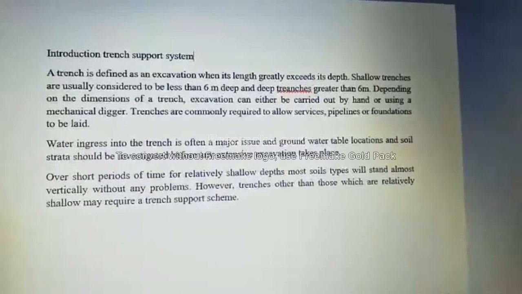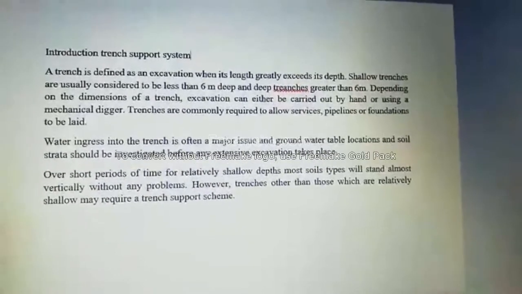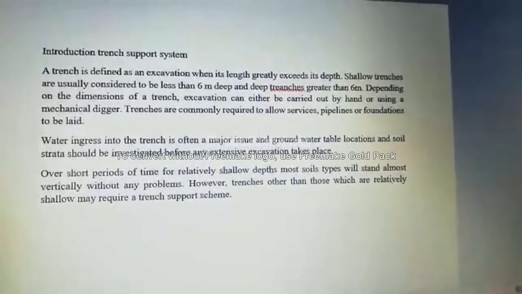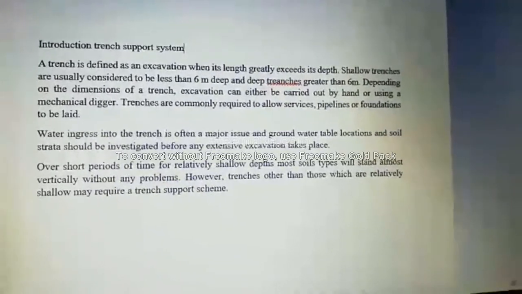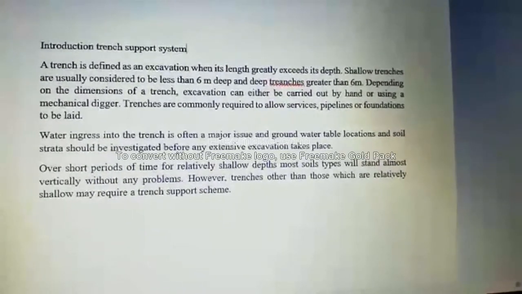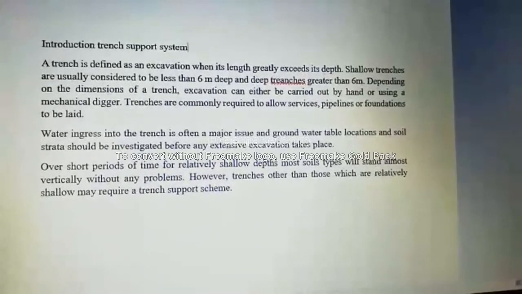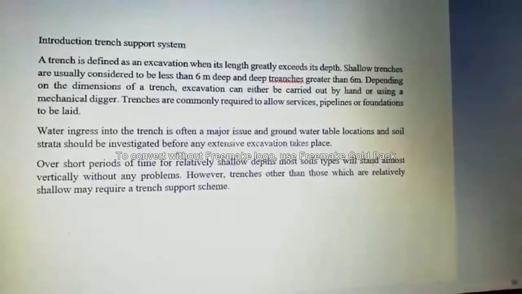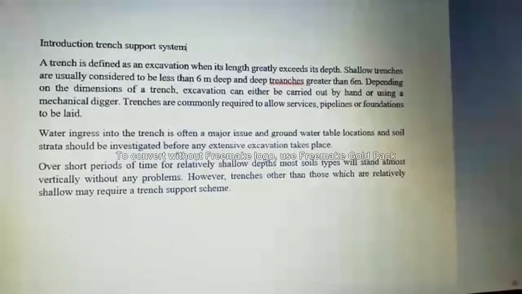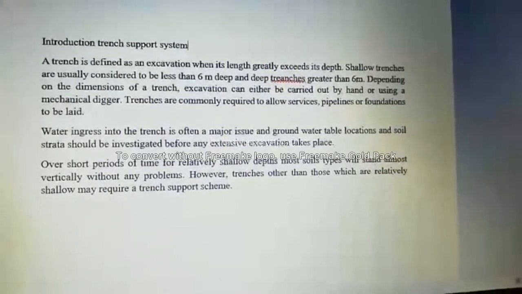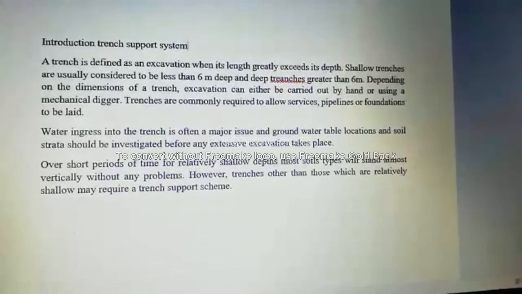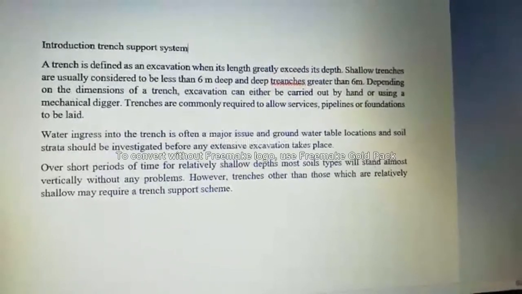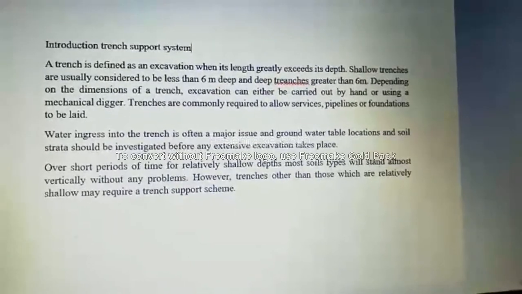Introduction: trench support system. A trench is defined as an excavation when its length greatly exceeds its depth. Shallow trenches are usually considered to be less than 6 meters deep and deep trenches greater than 6 meters. Depending on the dimensions of a trench, excavation can either be carried out by hand or using a mechanical digger.